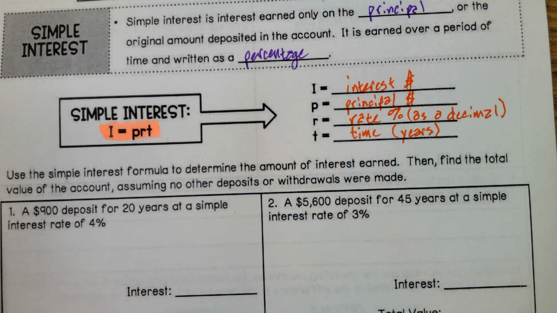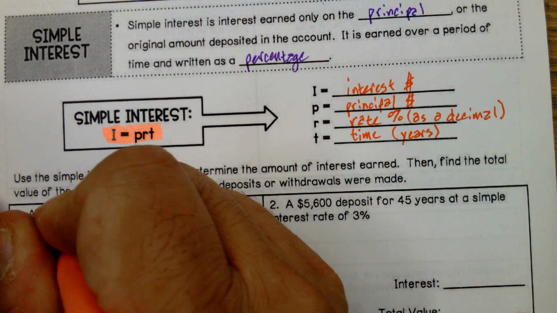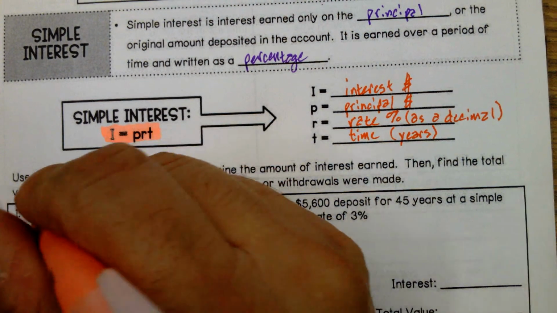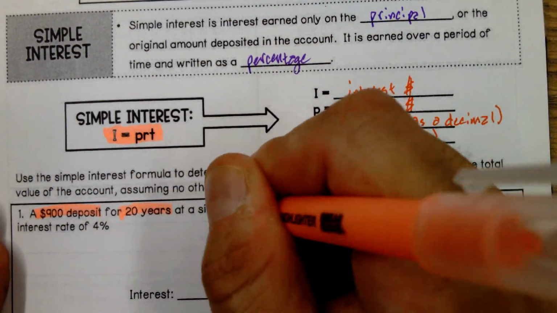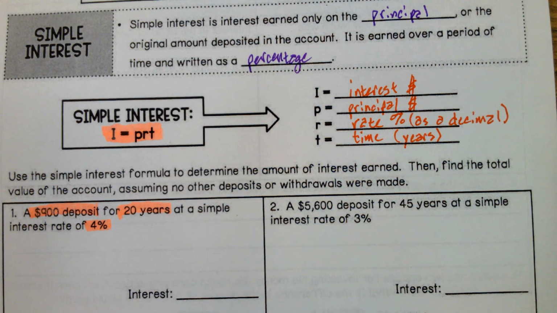Destiny, can you read number one for me? Yes, this one right here. Okay. So you put in $900 and you just let it sit there for 20 years. And so you're going to earn 4% interest on that.